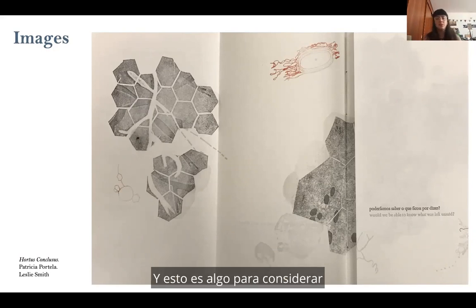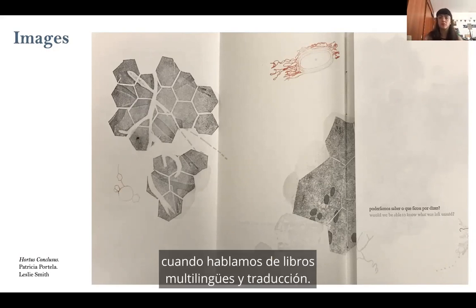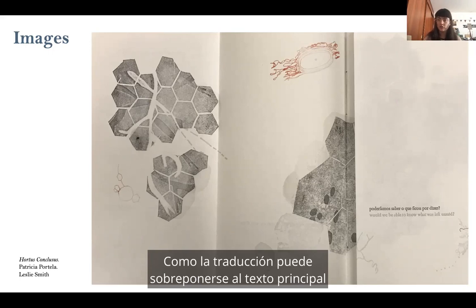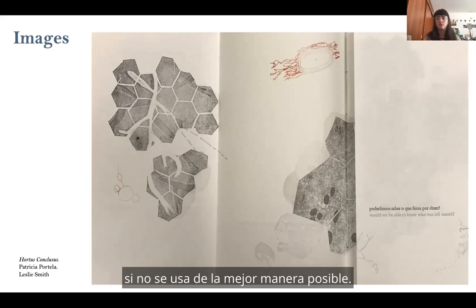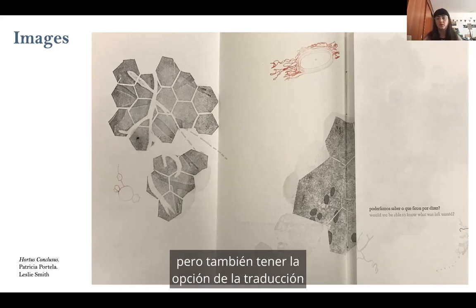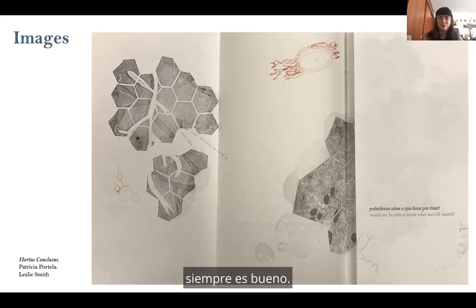This is something we can think about when we talk about multilingual books and translation, how the translation can take over the main text if not used in the best way possible. I do appreciate how much importance she is giving to the main and original text, but also having the option of having the translation, it's always good too.